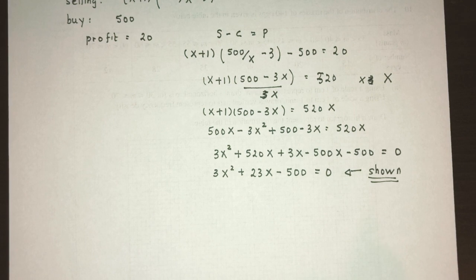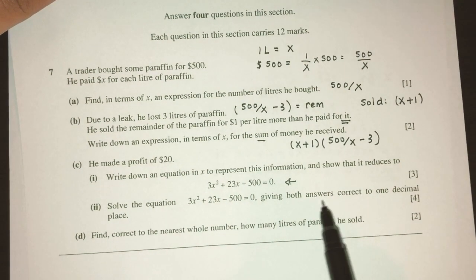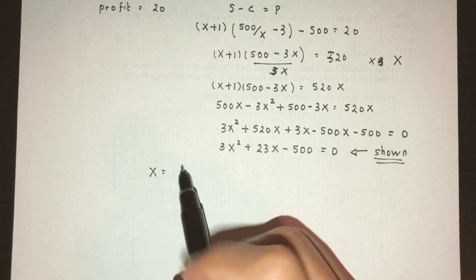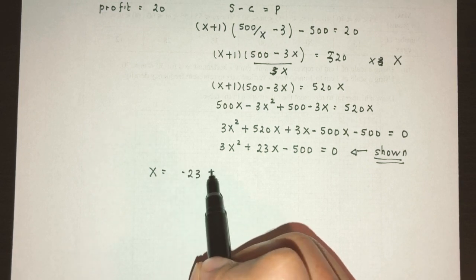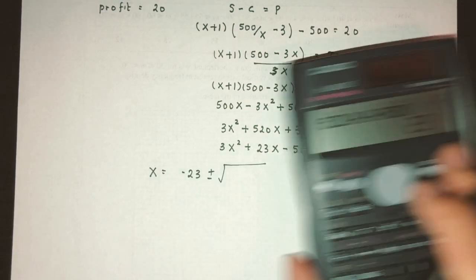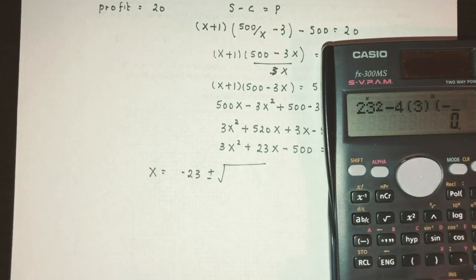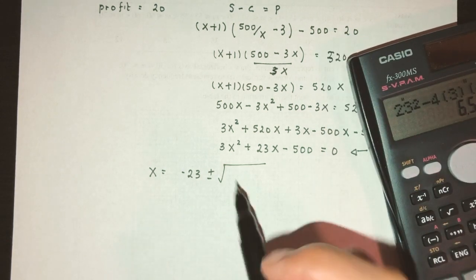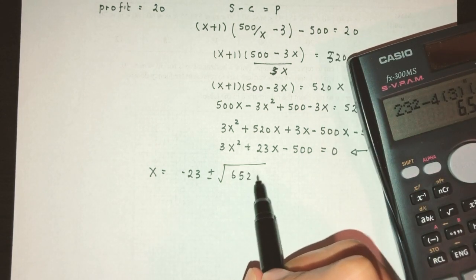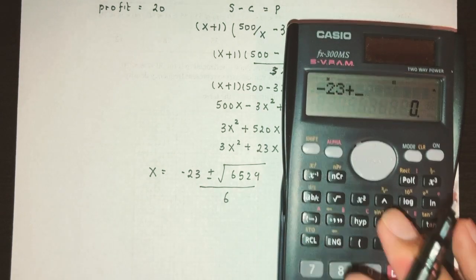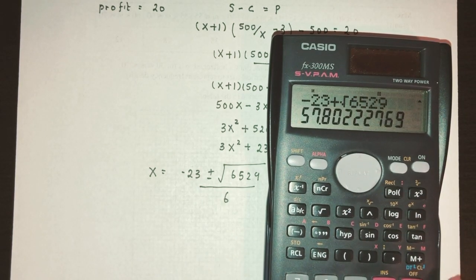Now for part C, part 2, we have to solve the equation giving both answers correct to 1 decimal place. So pretty easy. We have to solve by using the formula. x will be minus b plus or minus the root of b squared, so 23 squared minus 4 times a times c, that will be 6529, divided by 2a, that will be 6. So minus 23 plus root of 6529 divided by 6.